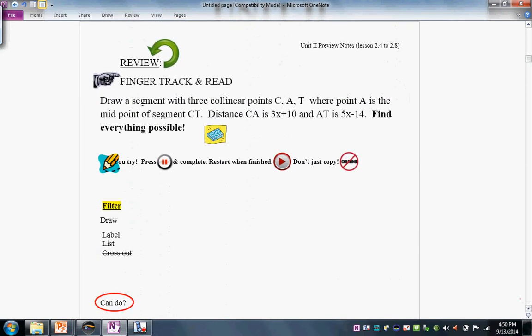Ready? Here's your first opportunity. I'm going to read this, and then you're going to hit pause and attempt to do this on your own. So put your finger right there and read with me. You're going to draw a segment with 3 collinear points, CAT, where point A is the midpoint of CT. Distance CA is 3x plus 10. Distance AT is 5x minus 14. Find everything possible. Pause, do this on your own, then restart the video.